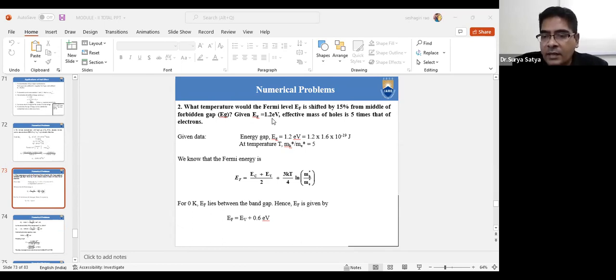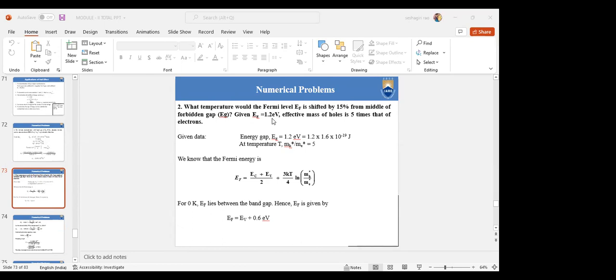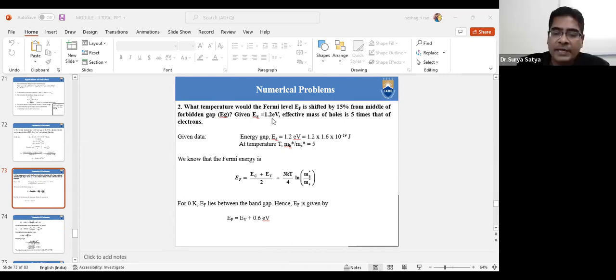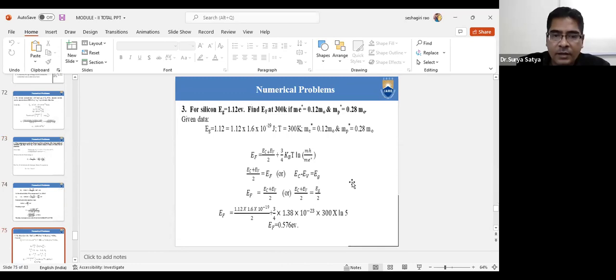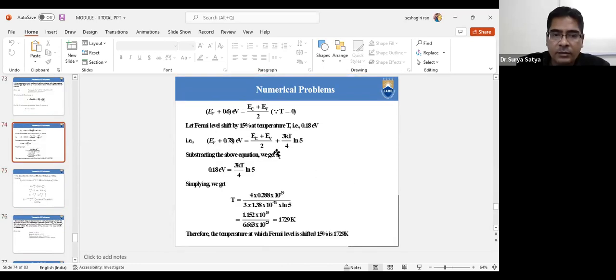Based on that, EF is equal to EV plus 0.6 electron volt. So EF equals EC plus EV by 2 since temperature equals 0. If the Fermi level is shifting by 15% at temperature T, that is 0.1 electron volt, 0.18 electron volt. Therefore, EV plus 0.78 electron volt is equal to this one. Therefore, the temperature at which the Fermi level is shifted 15% is 1729 Kelvin.